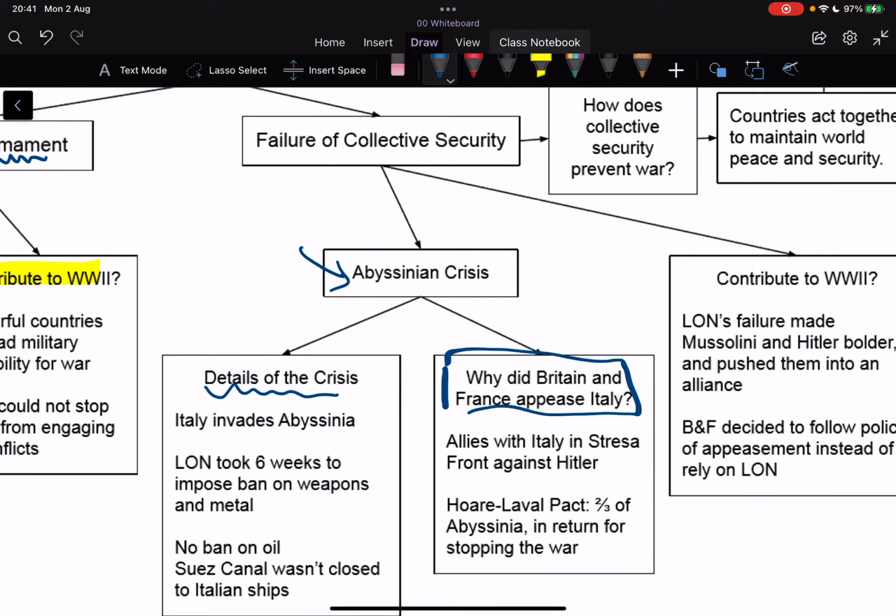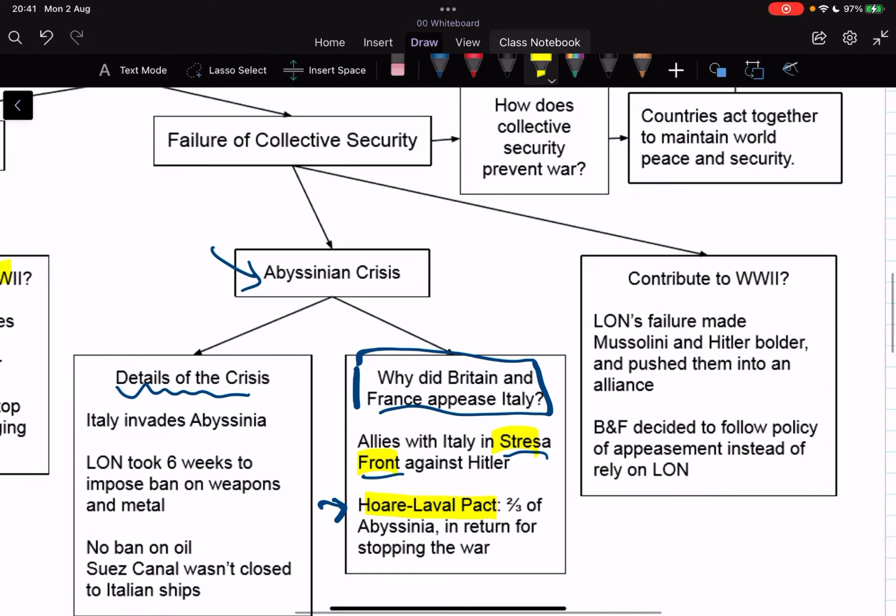In fact, Britain and France tried to cut a deal called the Hoare-Laval Pact, in which they said, you know what, I'm going to give you two-thirds of Abyssinia, just promise me you'll stop invading the rest of it. Okay, the reason why? Because they were allies with Italy under the Stresa Front, and they wanted to stop Hitler. You'll notice that Mr. Ong, when he's giving these examples and details, is using key historical details, talking about the Stresa Front, talking about the Hoare-Laval Pact.